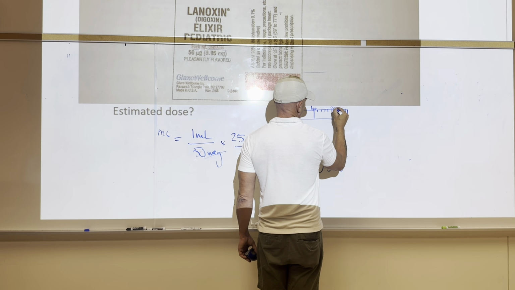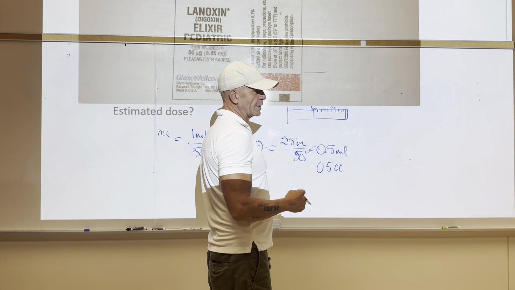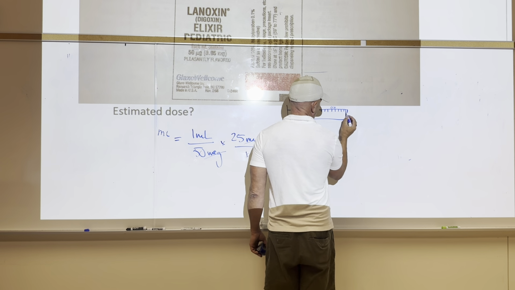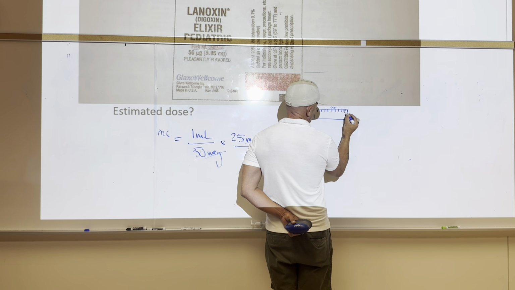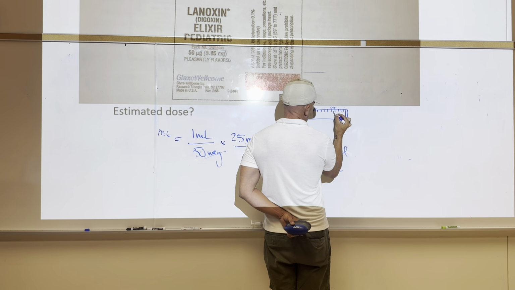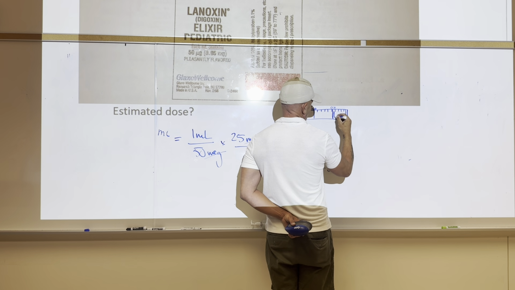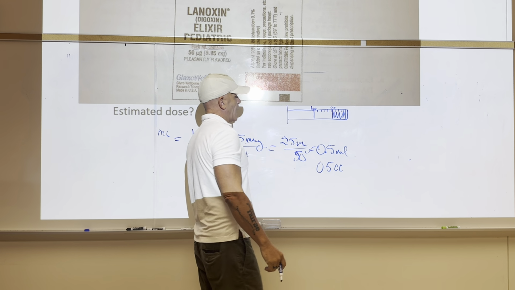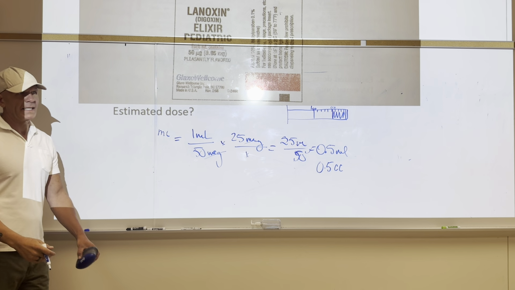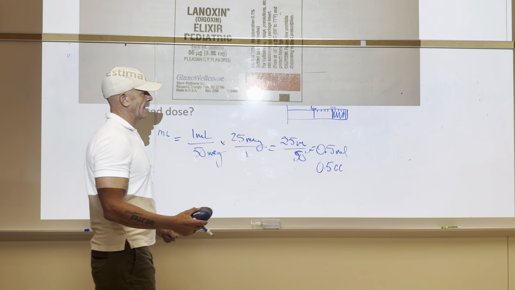This would be 0.5. Where would we fill the syringe to? Well, you count the little numbers. Each number is a 1. 1, 2, 3, 4, 5. So you pull the liquid up to here. That would be a half an ml or half a cc. Remember, mLs and cc's are the same. Okay?